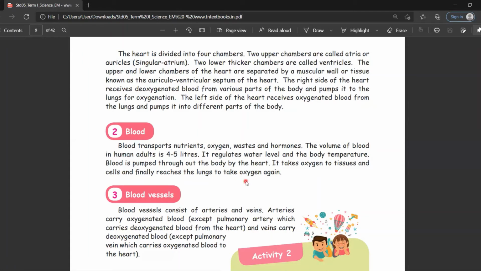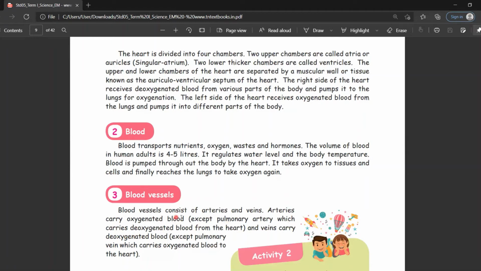Okay. The next one is blood vessels. Blood vessels consist of arteries and veins. So what kinds of blood vessels are there? Arteries and veins. Arteries carry oxygenated blood except the pulmonary artery, which carries deoxygenated blood from the heart.